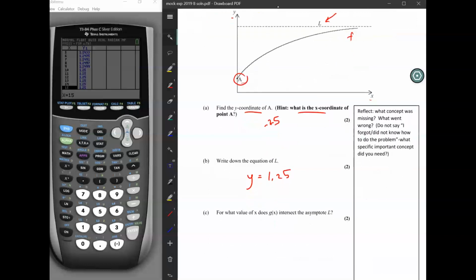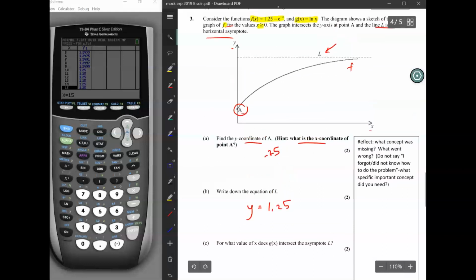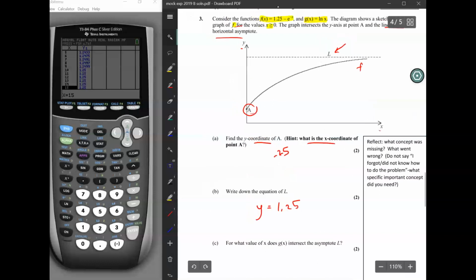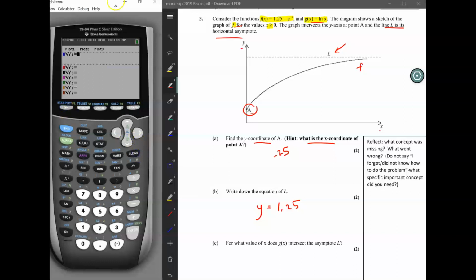Final part, C. For what value of x does g of x intersect the asymptote L? So g of x, remember, is this other function they gave us, which they did not graph, which is natural log of x. They want us to find the intersection between natural log of x and the asymptote y equals 1.25. So why don't we do this? We're going to get rid of this function here. We're going to replace it with the equation of L, 1.25, and then we're going to put in natural log of x as our second function. Okay, and then we're going to graph that, and they want to know where they intersect.